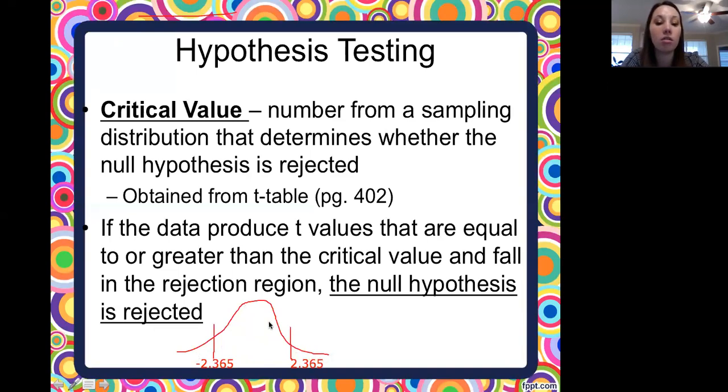However, if we get a result that is like 1.2, that's falling over here somewhere, we're going to retain the null hypothesis in that case. So that's how the critical value piece works. So 1.2 is less than 2.365, so we're going to retain the null hypothesis. It falls over here, so we're going to retain.